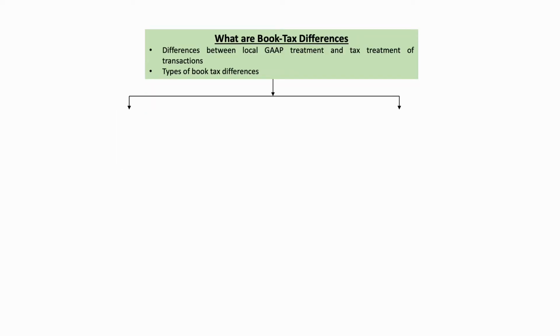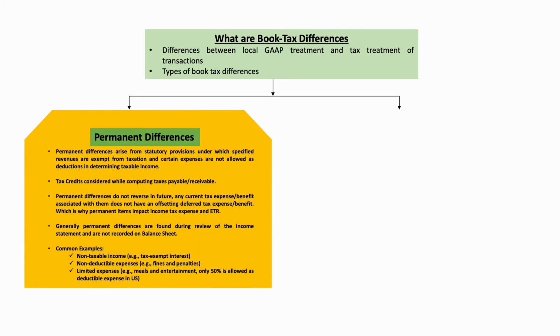So now coming to the point of what are book tax differences. Book tax differences are nothing but a difference between the treatment of a transaction as per the local GAAP and as per the local tax laws. So the difference in the treatment of these transactions in the two sets of books of accounts can create book tax differences. So there are generally two kinds of book tax differences. First being the permanent difference.